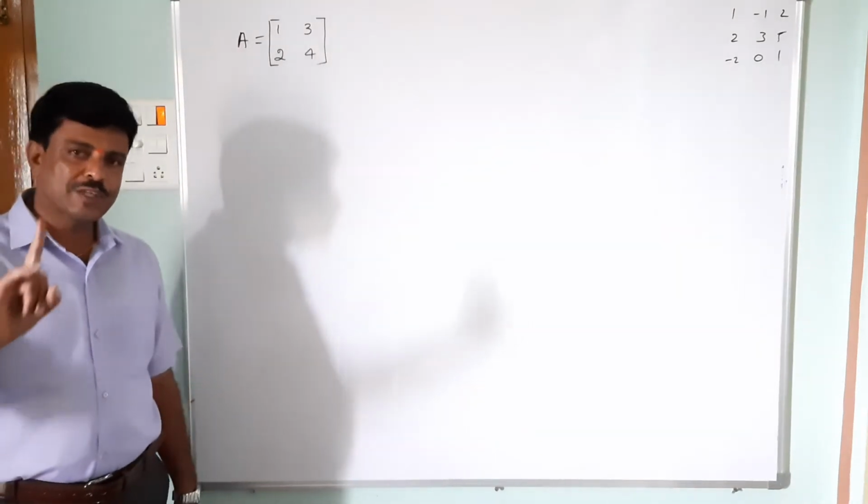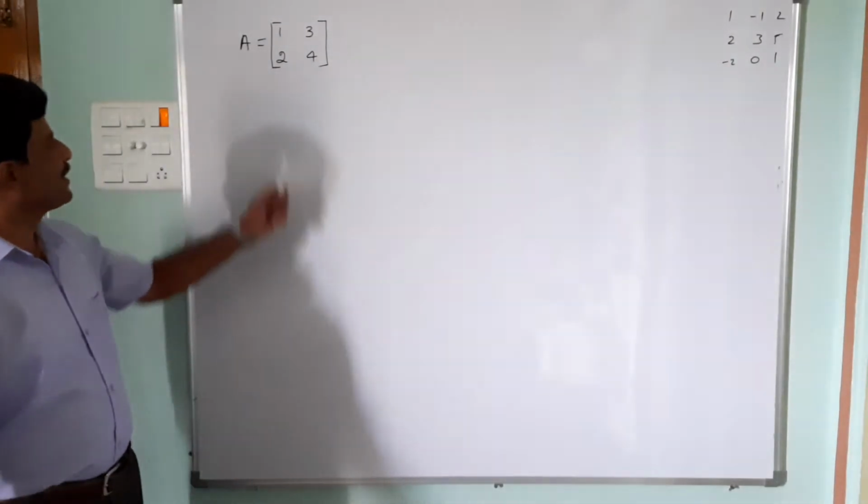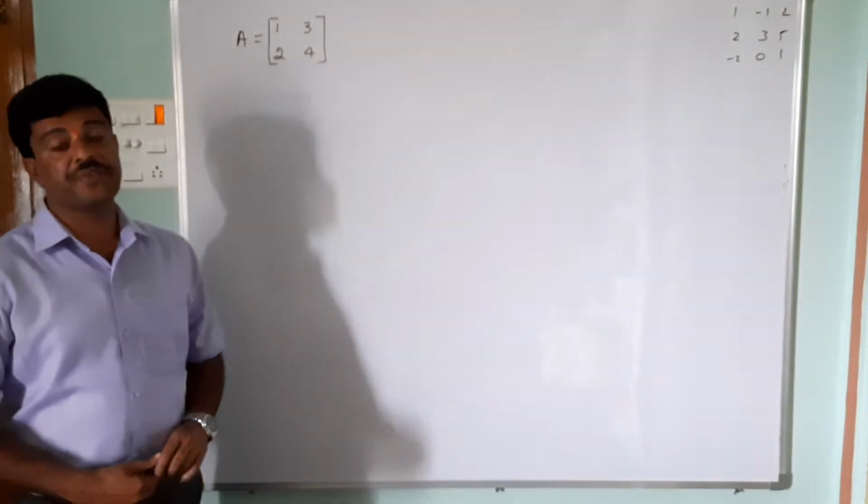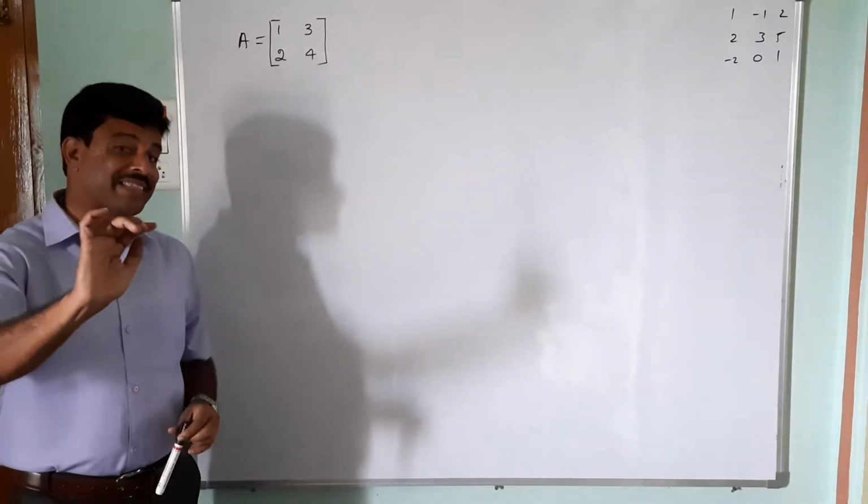We already solved this problem. The adjoint of A, where A is 1 3 2 4, results in 4 minus 3 minus 2 1. That is the adjoint of A, and that is also right. But next, there is a very simple method to find the adjoint of a matrix.